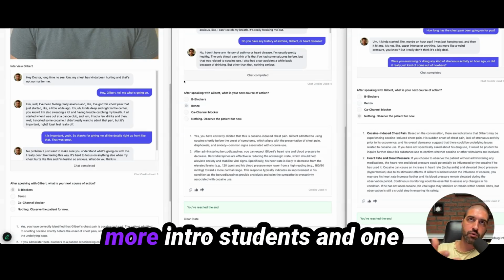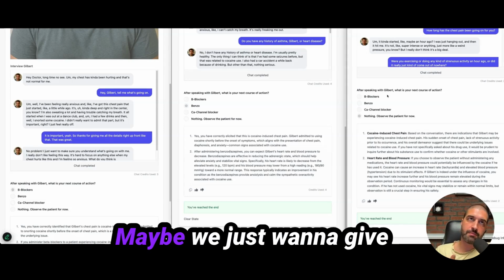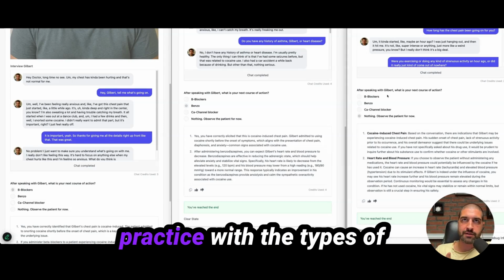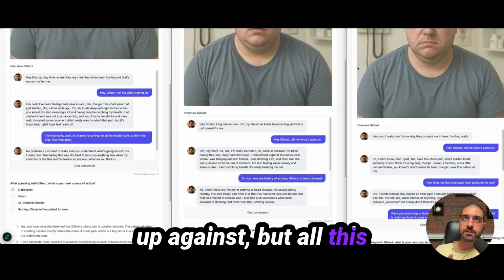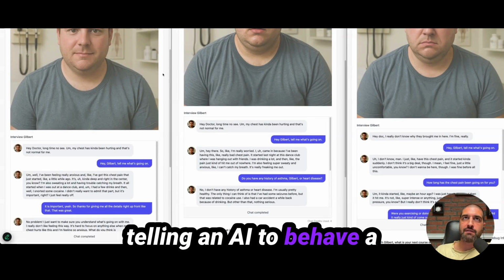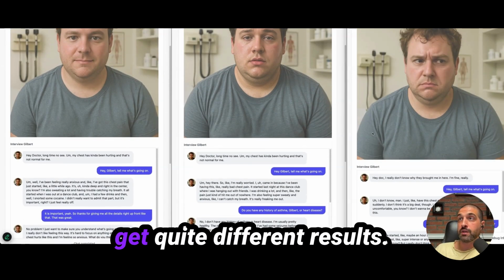Maybe one is for more intro students and one is for more advanced students. Maybe we just want to give students in general more practice with the types of patients and the types of scenarios they may run up against. But all this is done basically just by telling an AI to behave a little bit differently, and we get quite different results.